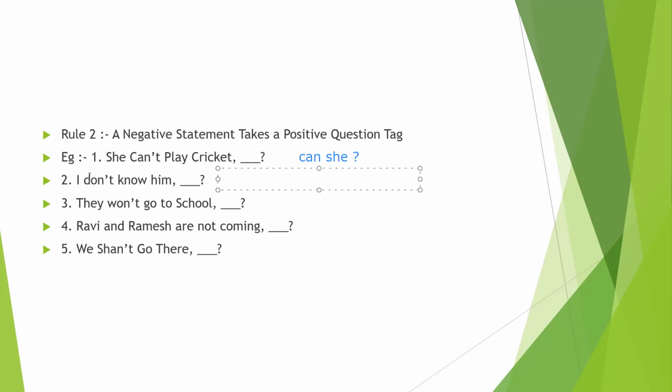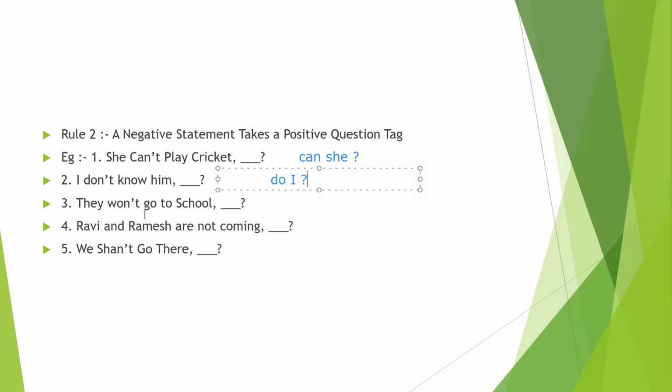I don't know him. First, you can write the subject. Next we write the question tag. Now we can write question mark. Now let's see whether the statement is positive or negative. The statement is negative. Why? Because there is a not. So we can move to the helping verb. Here the helping verb is do. So we can write do I. This is about the question tag. Now let's see the third one.